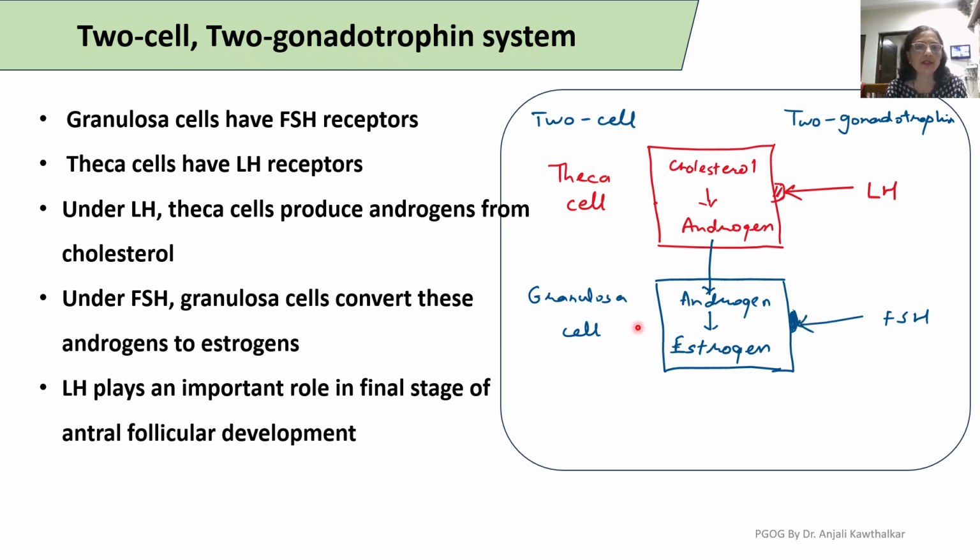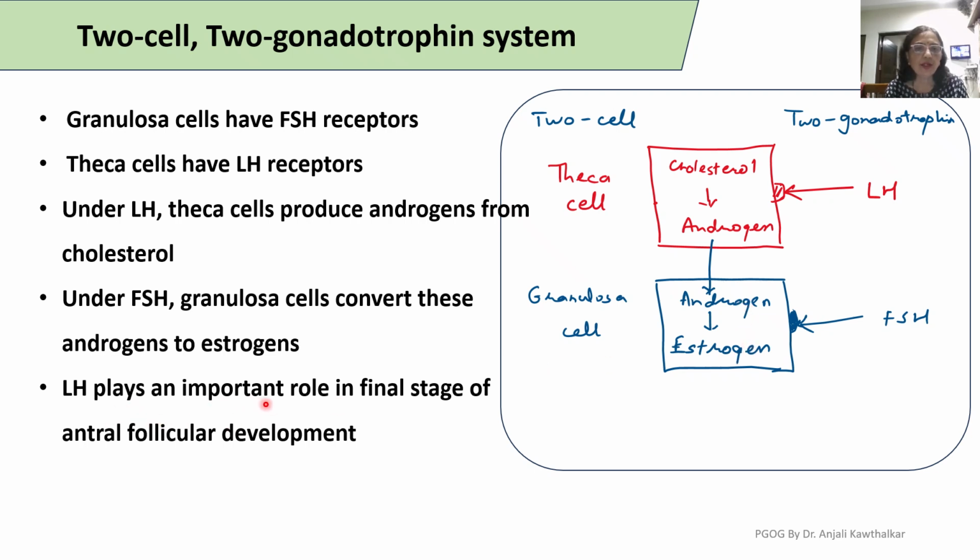on granulosa cells. Under LH, theca cells produce androgens from cholesterol. These androgens enter the granulosa cells, and under the influence of FSH, granulosa cells convert this androgen to estrogen. Two types of estrogen, estradiol and estrone, are being synthesized in the granulosa cells under the influence of FSH because of the conversion of androgen to estrogen by aromatization.